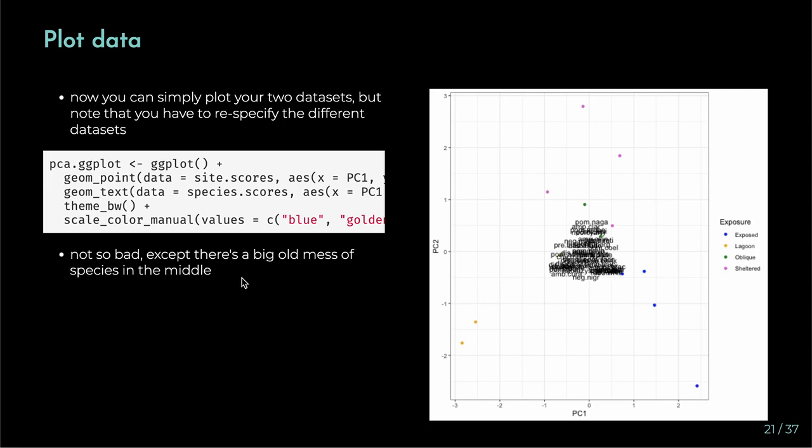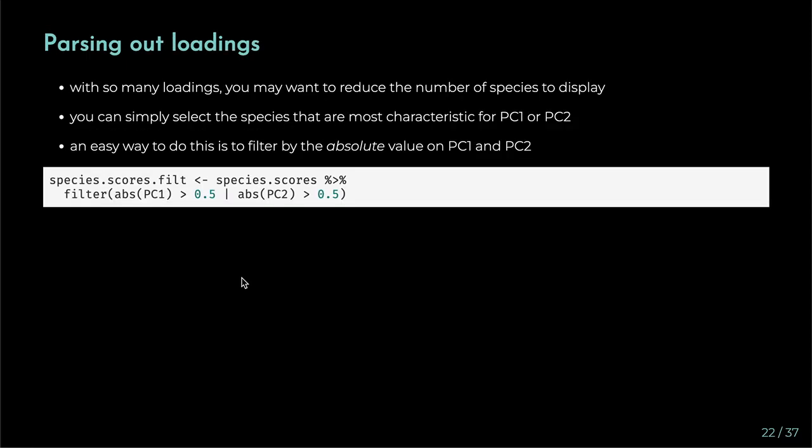It just has a big old mess of species in the middle right there, which we can address. And one way of addressing that is by parsing out the most important loadings. So right now it just plots all the fish. We may just want to take out the ones that are more important. And you can do that by filtering your species data set by the absolute values on PC1 and PC2. You have to use the absolute values because obviously you have negative and positive values. And so by just saying, hey, I just want values greater than 0.5, for example, you would dismiss all of the ones that are actually important loading on the negative side of PC1.